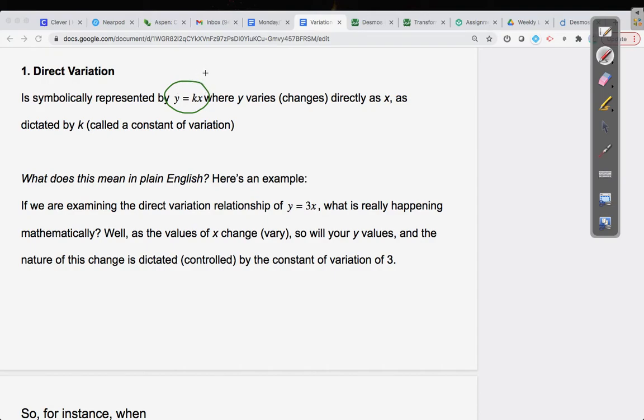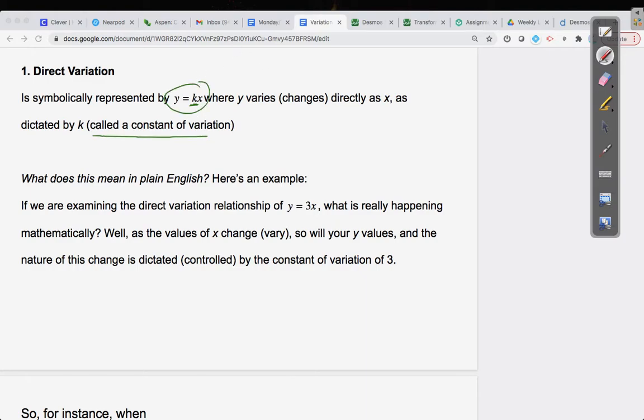So generally in an equation, we manipulate the input, the x value, and based on what we do to that x value, y has some change in it. That's exactly what's happening here. So where y varies or changes directly as x does, it's directly changing as x does, as dictated by the letter k, called a constant of variation. I have a tendency to personify math concepts, and if I were to personify it here, I'd say, listen, x and y have a relationship, but the nature of that relationship is controlled by this puppet master here, the letter k, which we call the constant of variation.